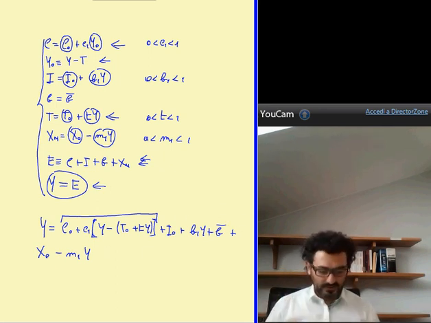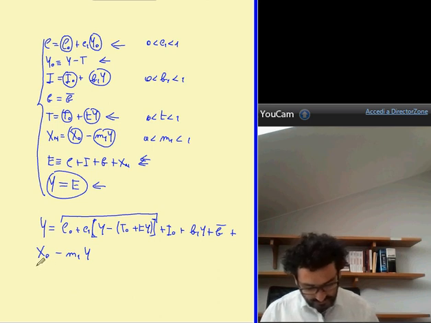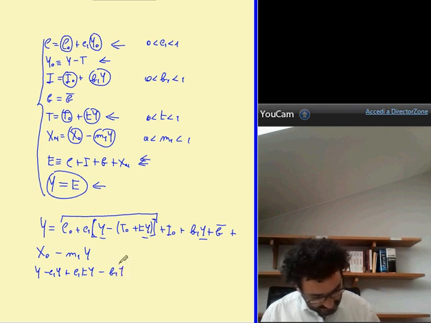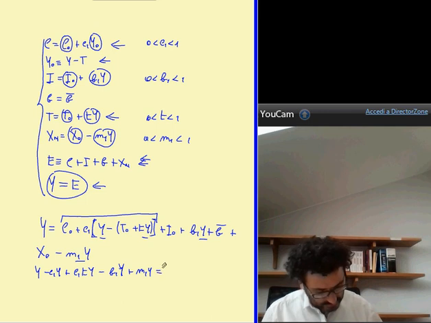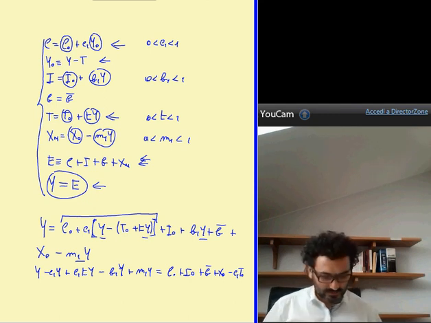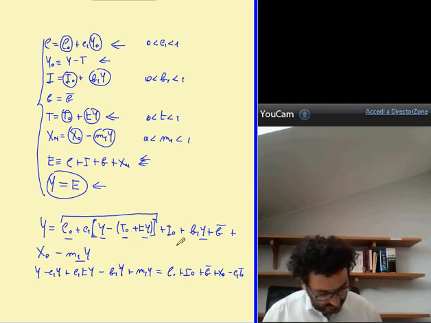Putting on the left-hand side all the factors with y, we have y minus C1 y plus C1 small t y, so we consider this and this, minus B1 y, finally plus M1 y. This should be equal to all the exogenous variables on the right, so C0 plus I0 plus G bar plus X0 minus C1 T0. All the exogenous: C0, T0 which multiplies C1, I0, G bar, and X0.